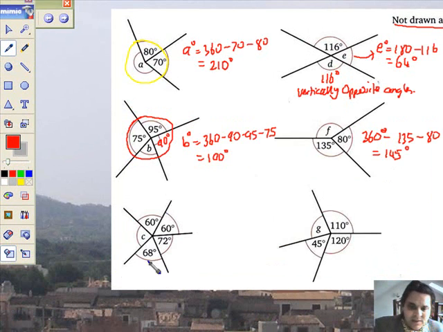Right then, this looks really messy. I'm not going to do it. You just take away 60, 60, 72 and 68 away from 360 and you get angle C. Dead easy. The next one, you take away, let's do this one, I've got space for this one.